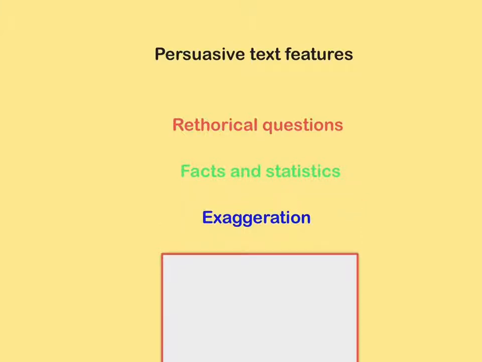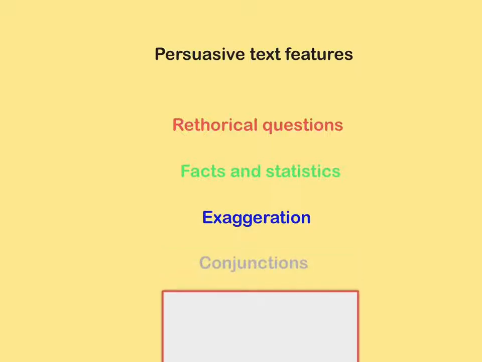We might be using some exaggeration to create a stronger point. We are the best school in the universe, for example. And we pay particular attention to the type of conjunctions that we use. We'll be using lots of additive conjunctions, because we are adding information in here. We are adding reason after reason. We are adding fact and statistic after fact and statistic. So we need to link our sentences together through additive conjunctions, such as in addition, furthermore, moreover. Let's have a look at what they look like.